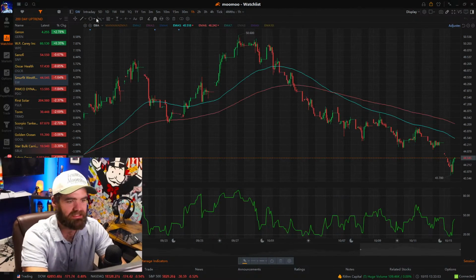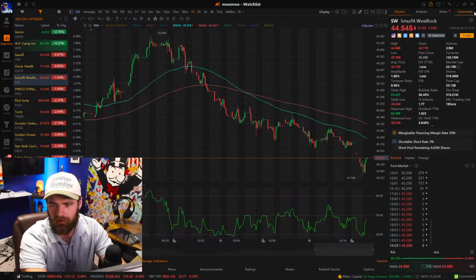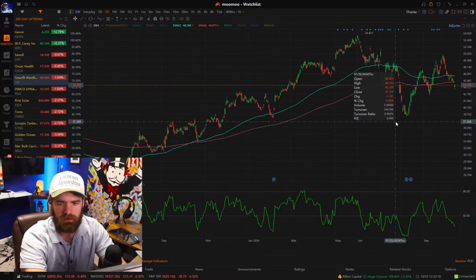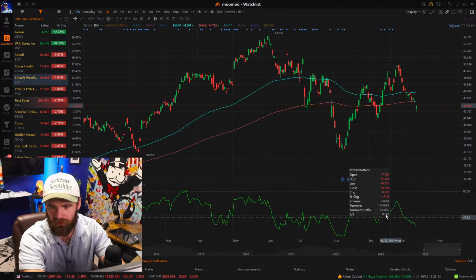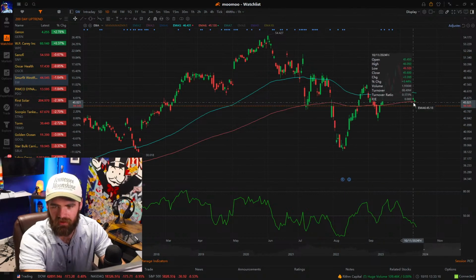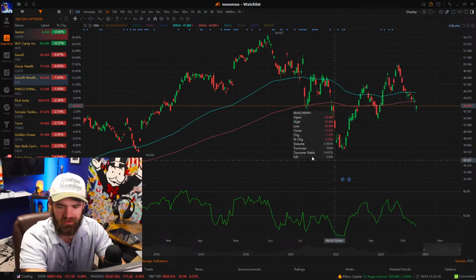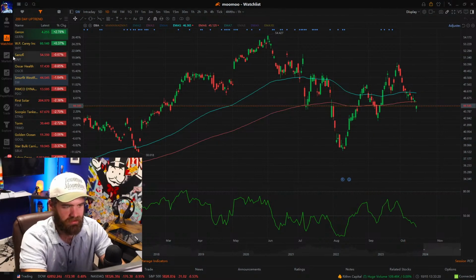Then we got SW. Which one's this? SW. Westrock. I've never, for some reason. All right, this one here. RSI is at a 34. Possible. No. Trend line broke. You know, this would be an RSI play.